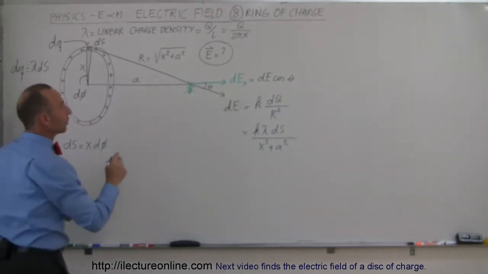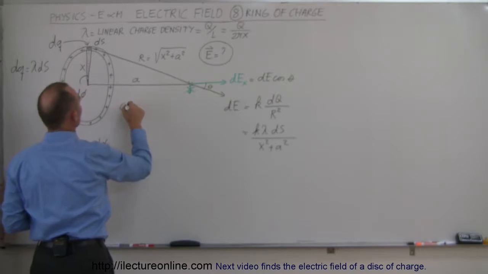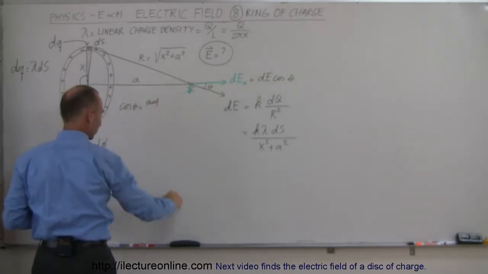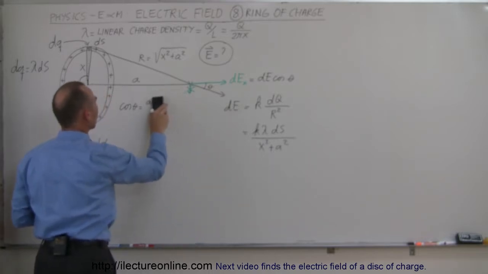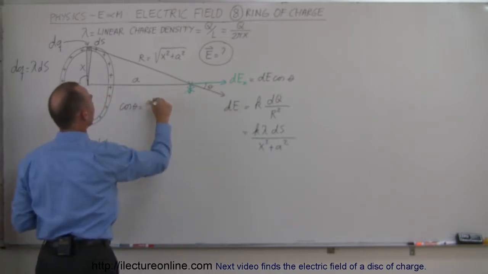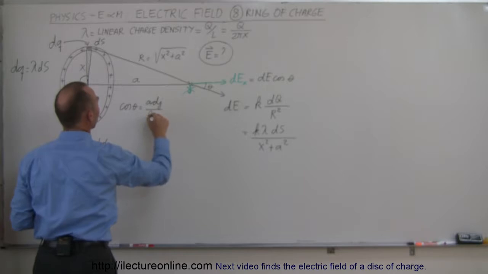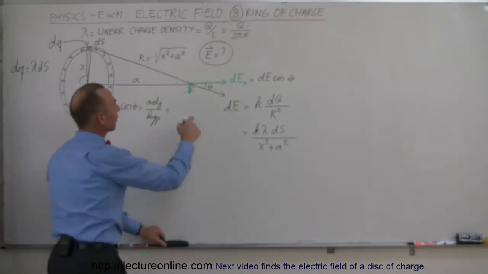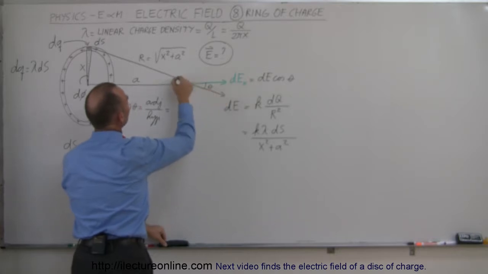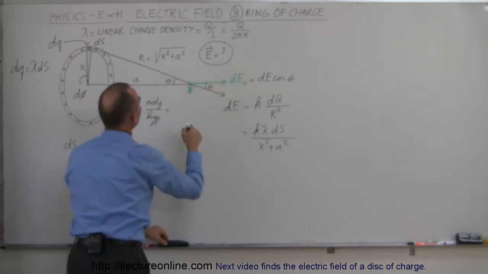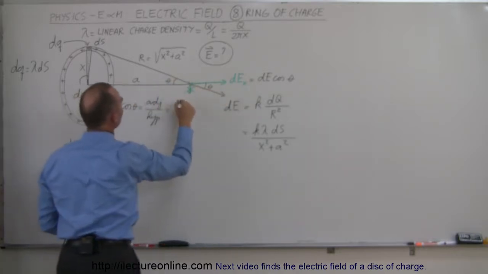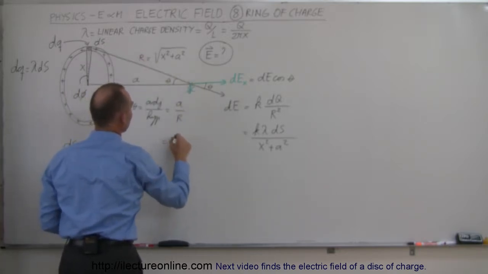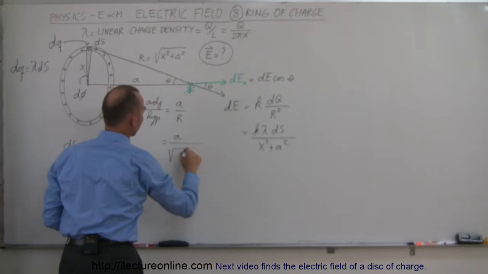I can also find what the cosine of theta is equal to. The cosine of theta, by definition, is equal to the adjacent side divided by the hypotenuse. In this case, notice that if I'm talking about this angle right here, theta, that's the same as this angle theta right there. And that means the adjacent side is a, and the hypotenuse is R. So it'd be a over R, which is equal to a divided by the square root of x squared plus a squared.